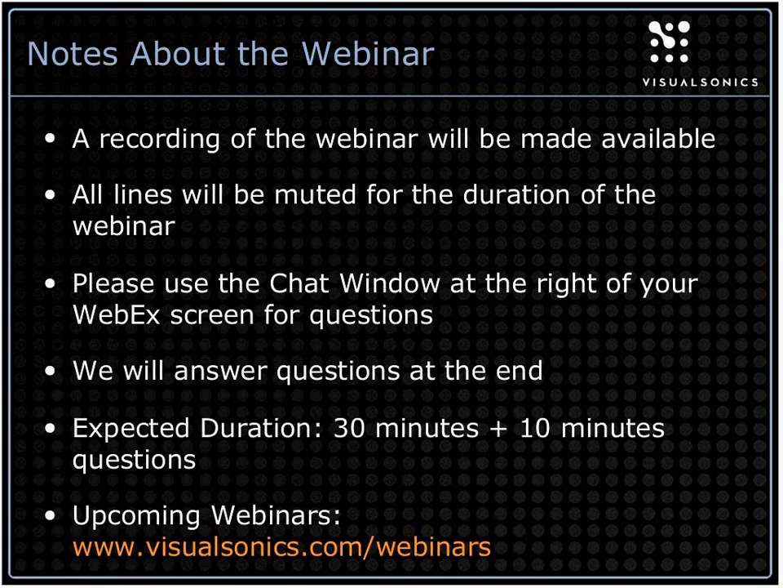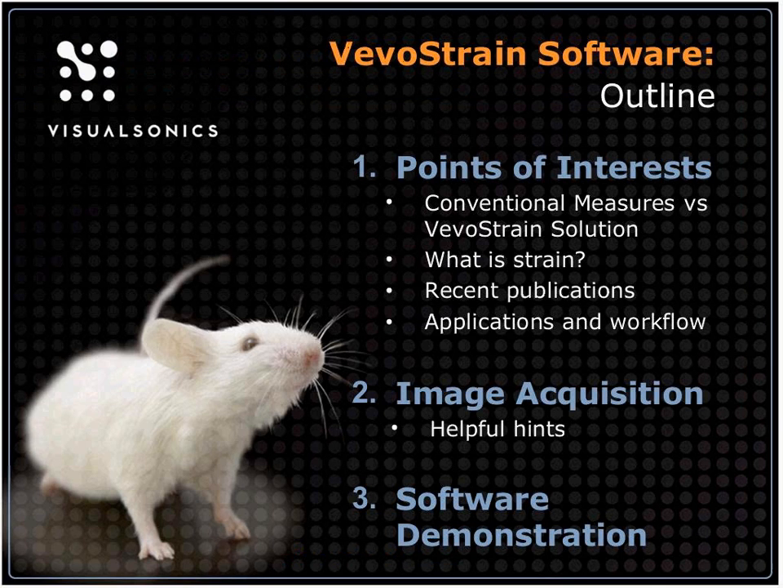Hey, Andrew, and good morning, everybody, and thanks again for joining us early today. So we're going to get started. First I'm going to go through a brief presentation and cover a couple of topics. To begin, I'll be looking at points of interest: conventional measures versus the VevoStrain solution that we offer. I'll discuss what VevoStrain is, giving a brief definition and what that means. Then I'll go over some recent publications that have come out using our software, and provide applications and workflow.